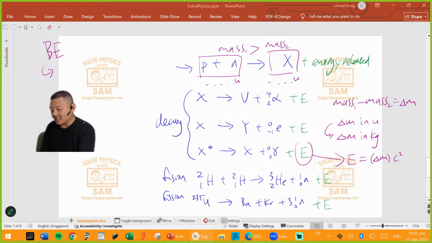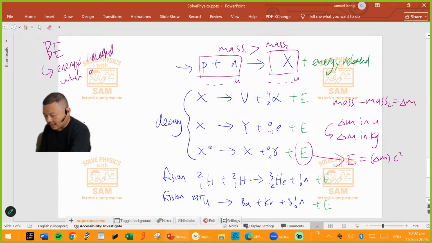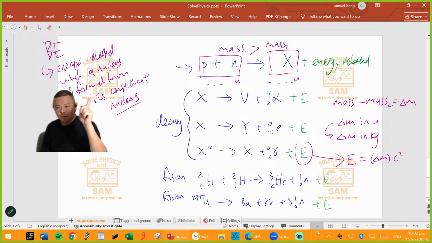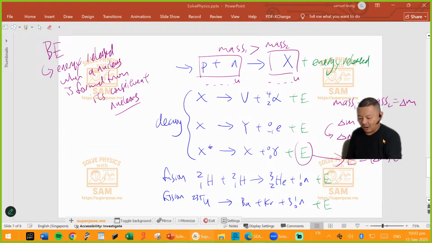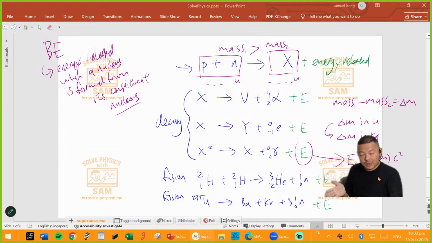Binding energy is the energy released when a nucleus is formed from its constituent nucleons. Do you realize that I just said whatever you said in reverse? So based on that, out of all these things here, only one of them is classified as binding energy, which is this one here.